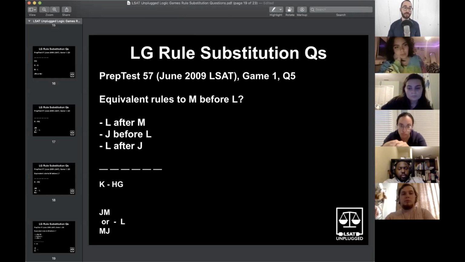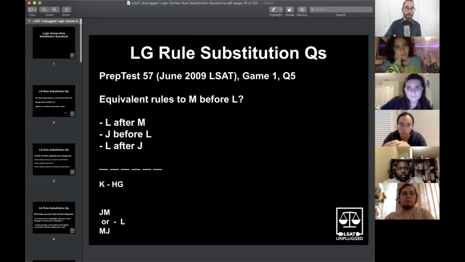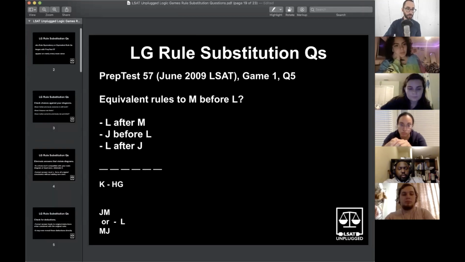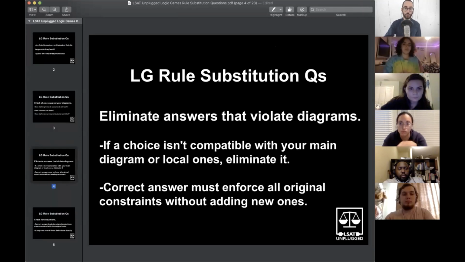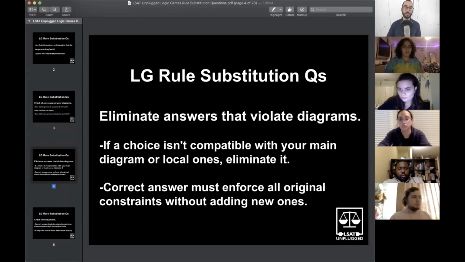And then the other tests, I would say, to go back a little bit earlier, I was saying about eliminating, using the previous diagrams. So eliminating answer choices that violate previous diagrams. If it's not compatible with the main diagram or local ones, eliminate it. So that's a way to test. Obviously, we're just jumping in with question 5 here. But if you were to go back and if you were to do this game in reality and go through all the other questions as well, this is just question 5.